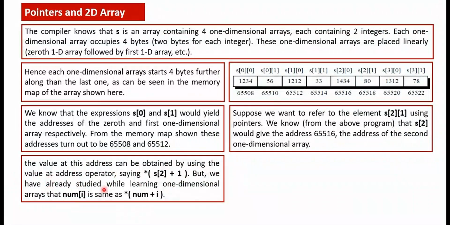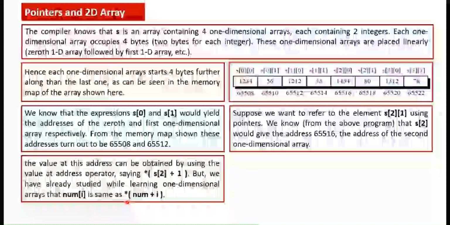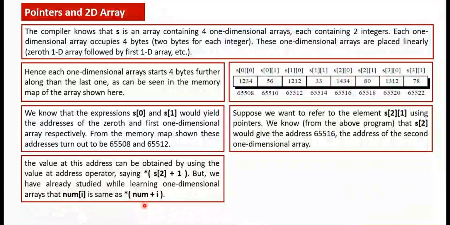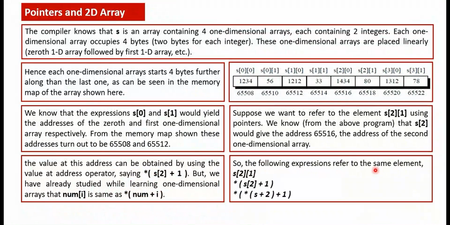We have already studied while learning one-dimensional arrays that num[i] is the same as *(num + i). Let's say if we are talking about num[0], the 0th element will be addressed, that means 1234. Again, if we are calling *(num + i), num will be the 0th address, that is 65508, and i is 0, so 65508 plus 0 corresponds to this same address. I hope both expressions are clear to you: num[i] is the same as the value at address num plus i.